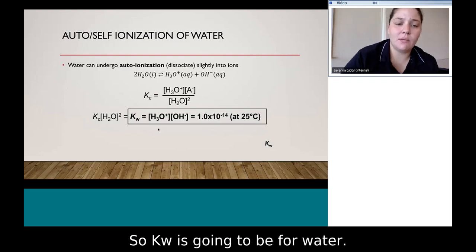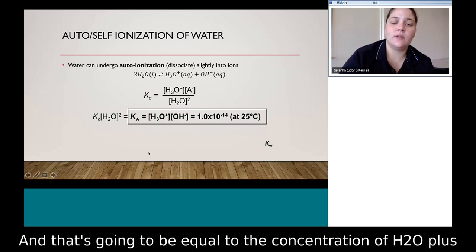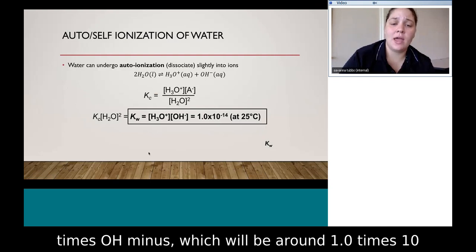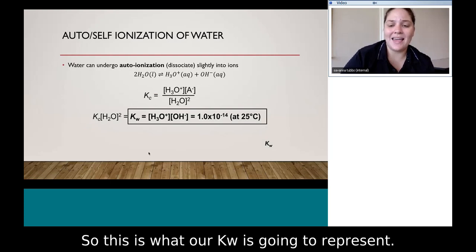So Kw is going to be for water. That's what this W is going to represent. And that's going to be equal to the concentration of H3O plus times OH minus, which will be around 1.0 times 10 to the negative 14. So this is what our Kw is going to represent.